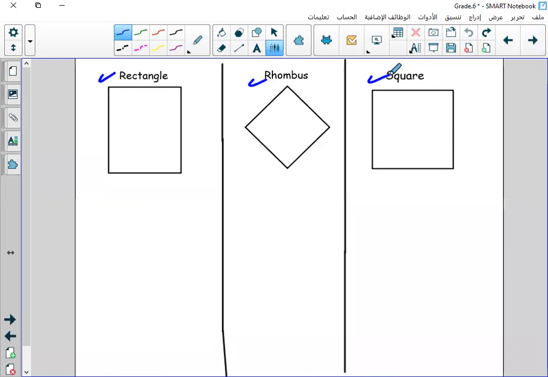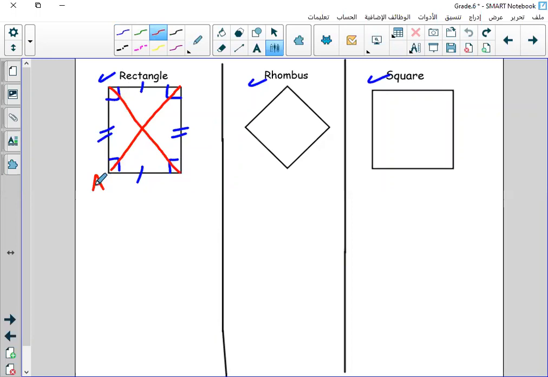We will now learn the properties of the rectangle. The first property of the rectangle: its opposite sides are equal in length and all of its angles equal 90 degrees. And the second property: its 2 diagonals are equal in length.